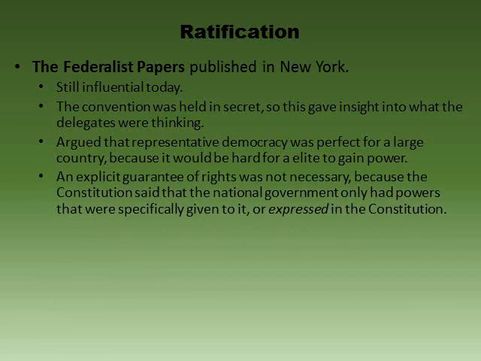Also, they addressed the second objection, which was that there was no explicit guarantee of the people's rights. They argued that there was really not a need for that because of the way they set it up: the Constitution only allowed the federal government to do the things that were expressly given to it. In other words, if we said the government can do something, it can do it. And if we didn't say it can do something, it can't.